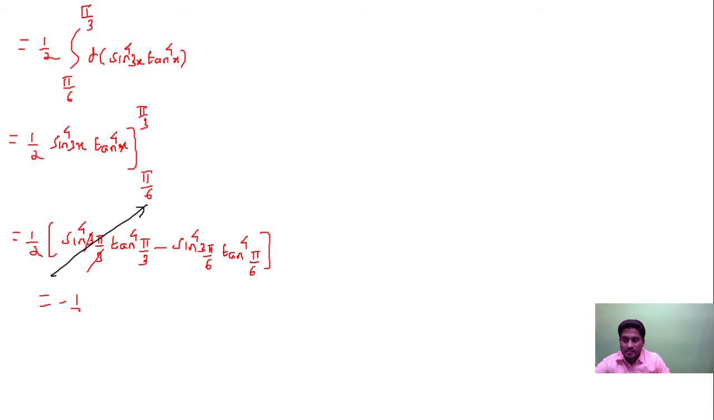This will be equal to minus half. Okay, and then this will cancel. Sine 90 is 1. So this is minus, this will be 1 because I took out the half. This is 1. Okay, and then tan 30 is 1 by root 3, right?